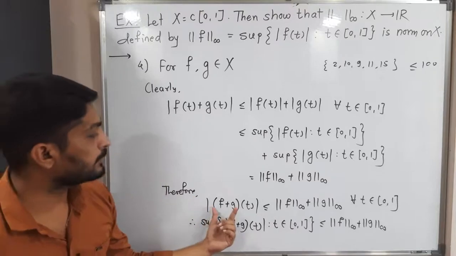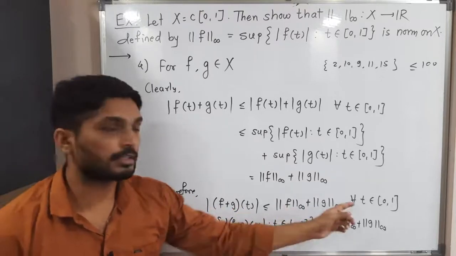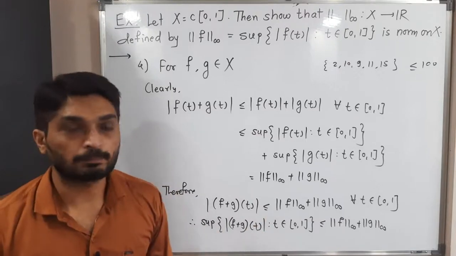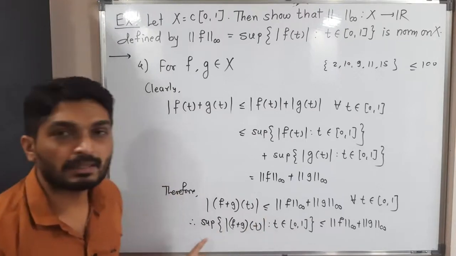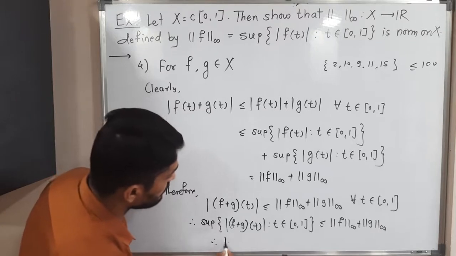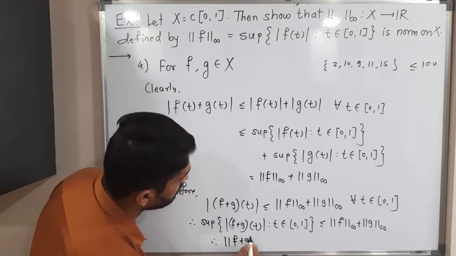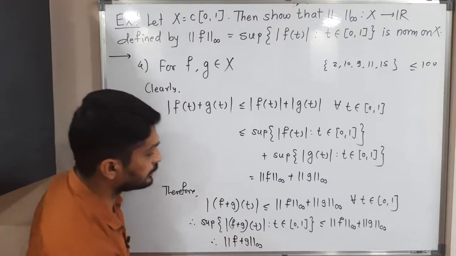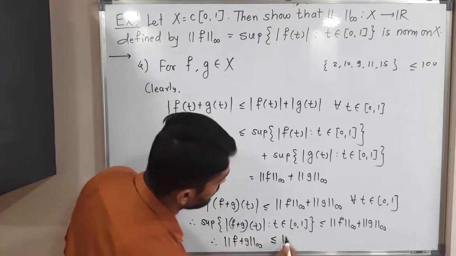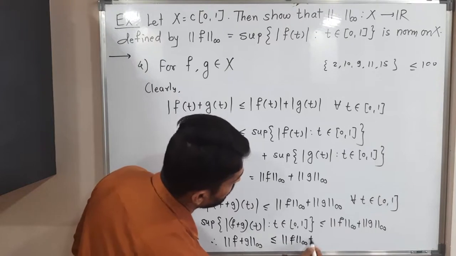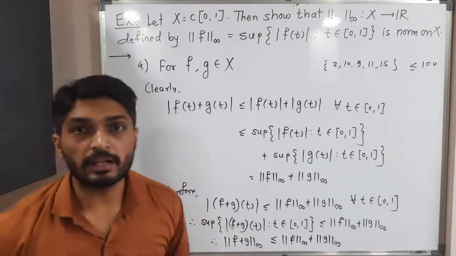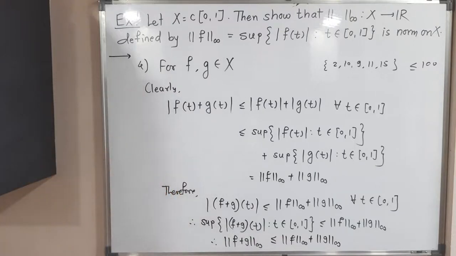See, mod f plus g of t is less than or equal to this one, and this is true for all t, then their supremum is also less than or equal to the same thing. But did you notice, this is the definition of what? This is the definition of norm f plus g infinity, since everywhere we have got f plus g. So this is norm f plus g infinity, and we have proved this is less than or equal to norm f infinity plus norm g infinity. Getting? So this is nothing but the triangle inequality. So we proved that yes, our norm infinity satisfies the last condition also.